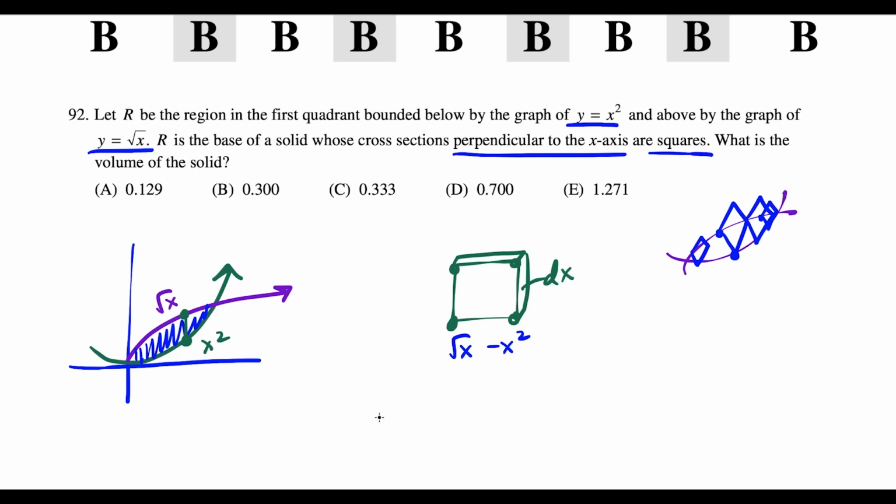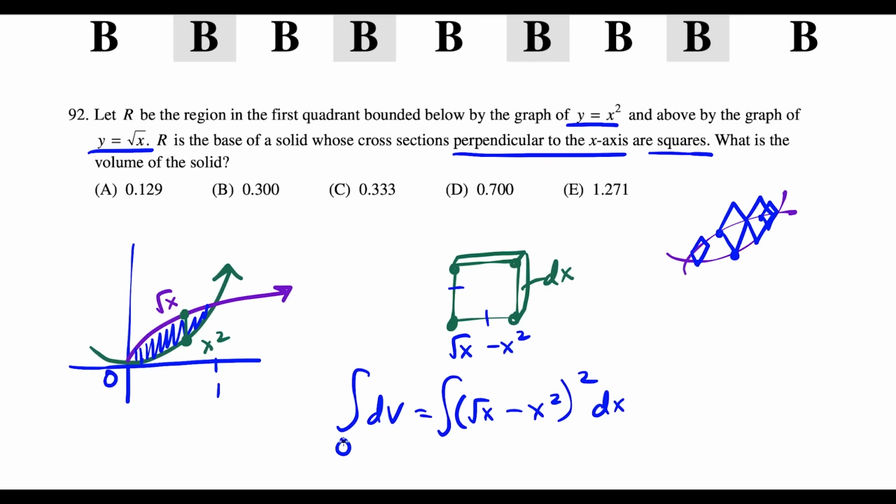But now the volume of one of these, be mindful it's a square, so we would do length times width times height, or base times width times height. There's a lot of different ways of saying it, but basically we're going to be doing square root x minus x squared times itself. So we're doing this times this, so we're squaring that, and then times the thickness of this thing, which is dx. But that would just give us the volume of one of these slices. We want the volume of the whole thing, so that's where the integral comes in, and we're going from x equals 0 to x equals 1.